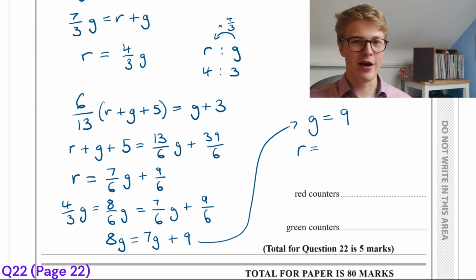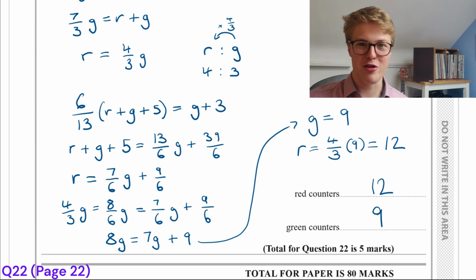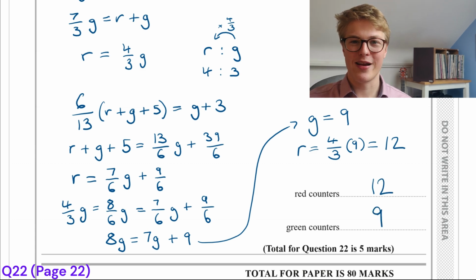Using g is equal to 9, we can then substitute this into our equation for r, which is 4/3 times g, which gives us 4/3 times 9, which is 12. So therefore, there are 12 red counters and 9 green counters originally in the bag.